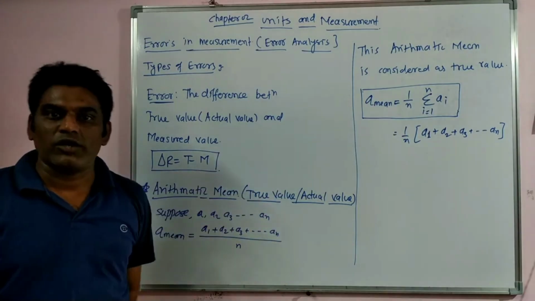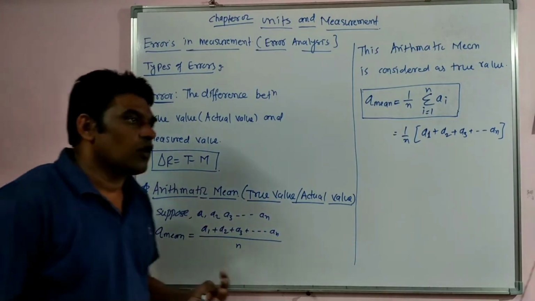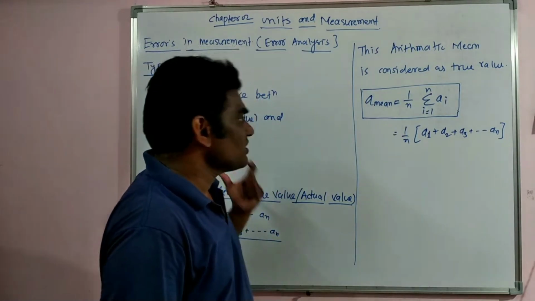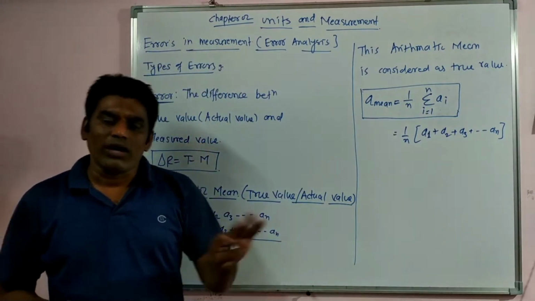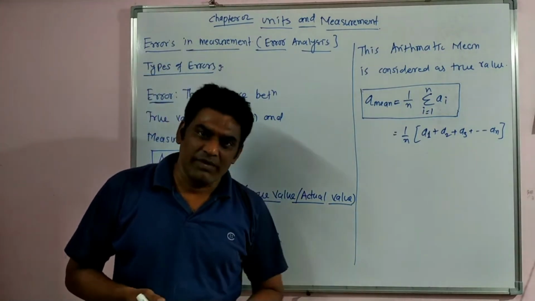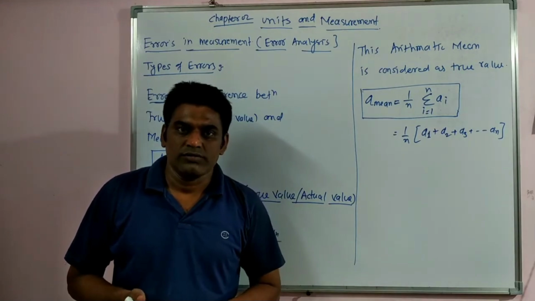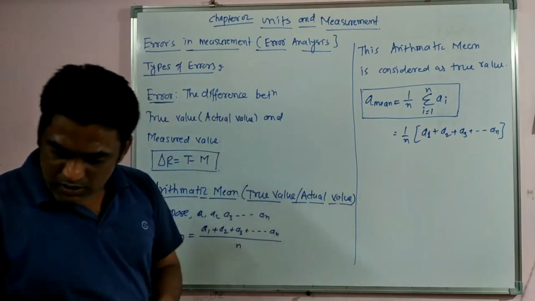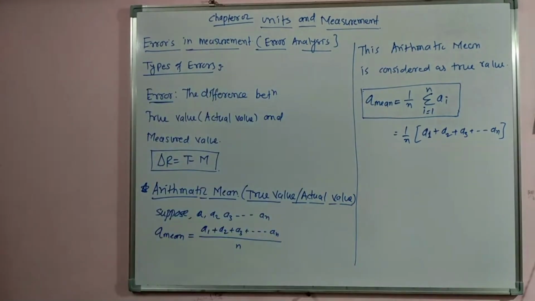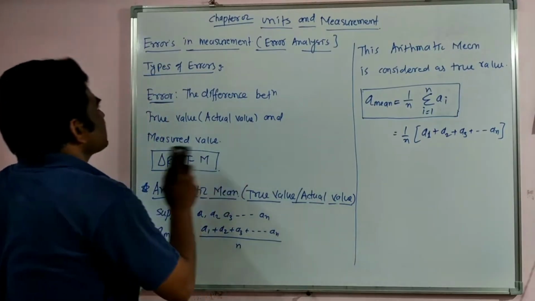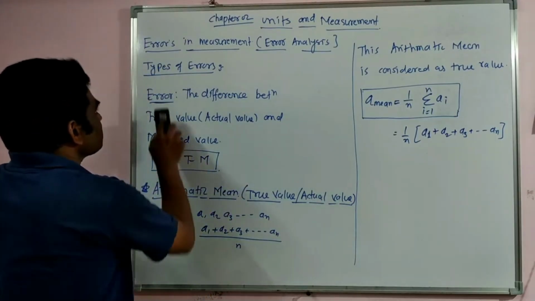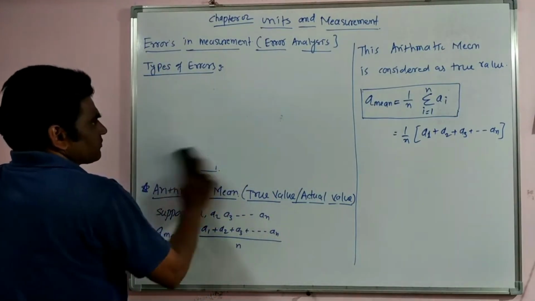Once you know the true value of that measurement or any physical quantity, then in further measurement, whatever error occurs in the measurement, that you can calculate. Okay, so you note down this. Based on this, we will discuss types of error.